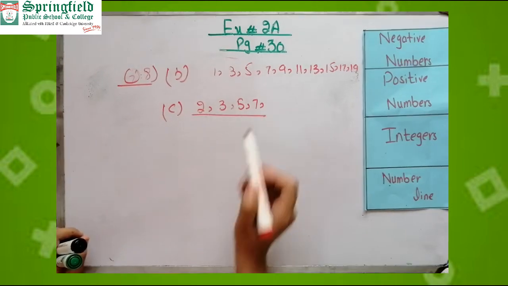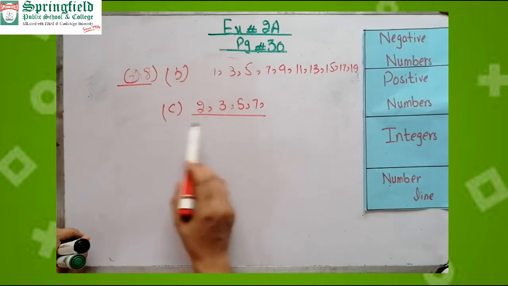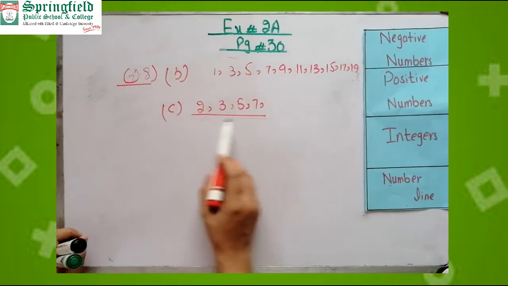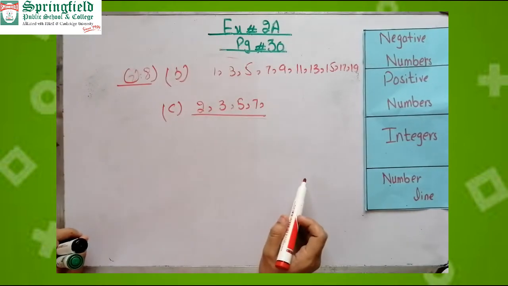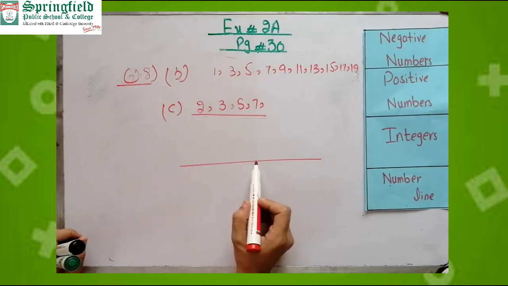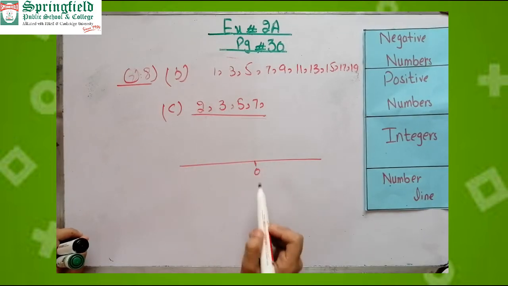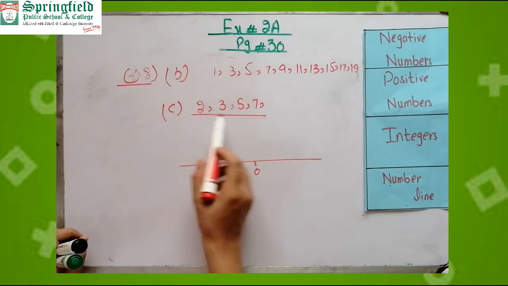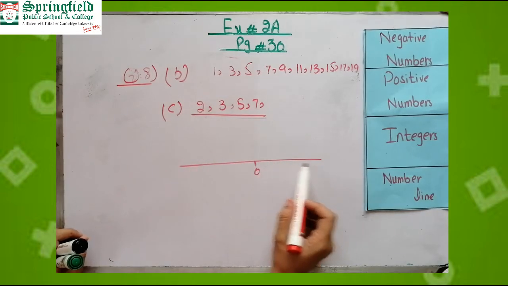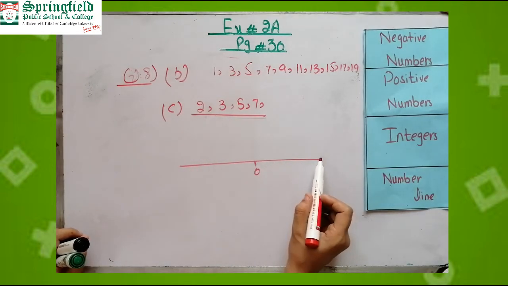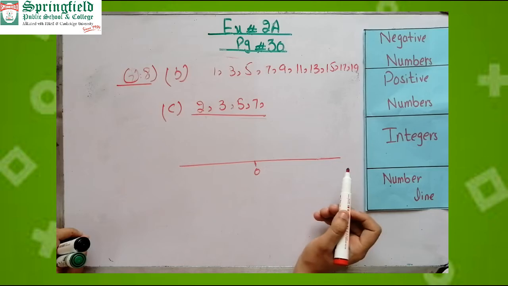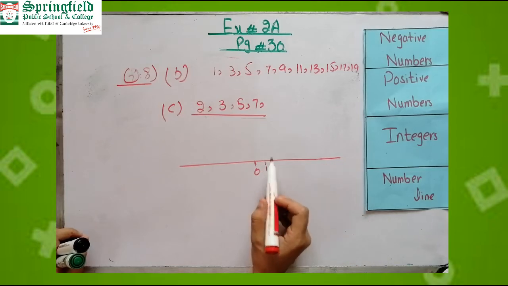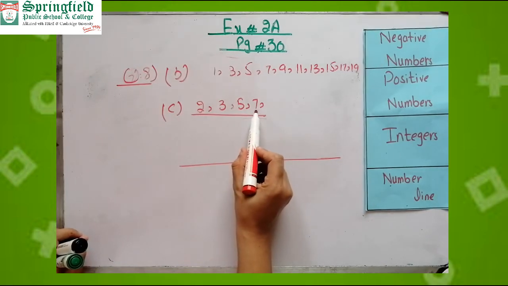So these are the prime numbers, and you can represent them on our number line. First make a straight line and then write down 0 in the middle, and then write the positive integers. Positive integers will come on the positive side, or right side, of the number line.